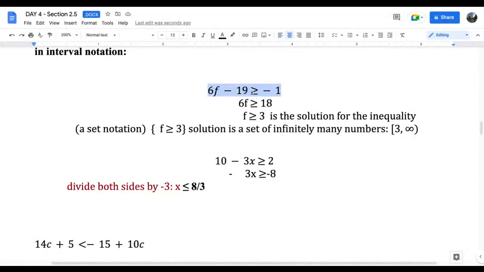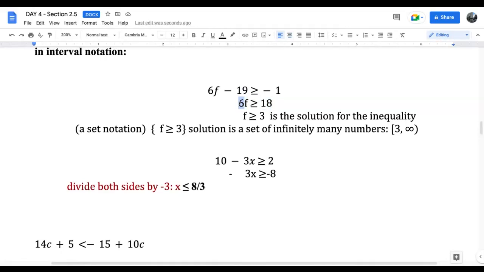Let's see this example. 6f minus 19 greater than or equal to -1. So what do we do? We want to add 19 on both sides, right? So we add 19 on both sides, or we can think of it as moving this -19 from the left-hand side to the right-hand side, where it becomes positive. So positive 19 minus 1 becomes 18. Now we have 6f greater than or equal to 18.